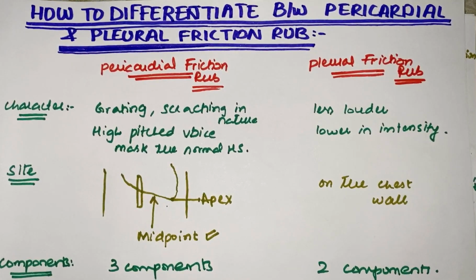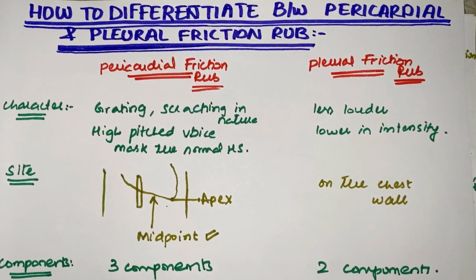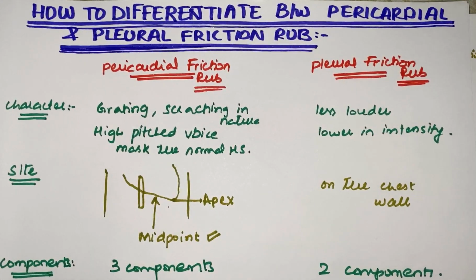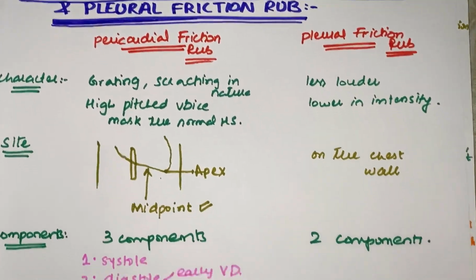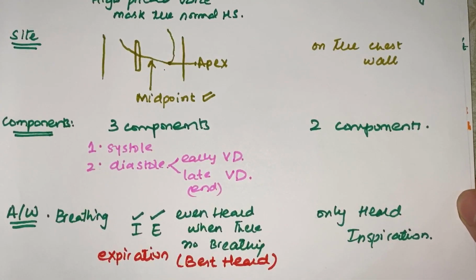Pericardial friction rub is grating and scratching in nature, a high-pitched voice, so high that it can mask the normal heart sounds. Pleural friction rub is less loud, lower in intensity. The site of pericardial friction rub is the midpoint between the apex of the heart and the sternum. Pleural friction rub is heard on the chest wall on both sides. Pericardial friction rub has 3 components, 1 systolic and 2 diastolic. Pleural friction rub has only 2 components.